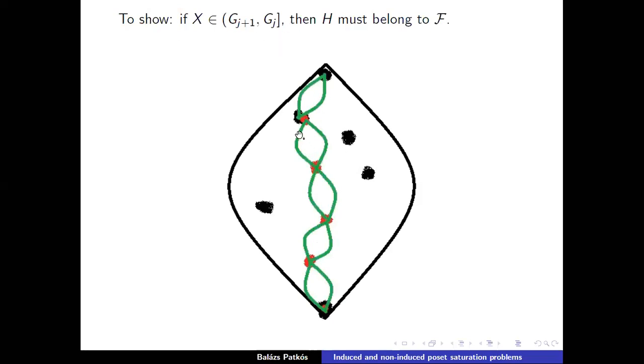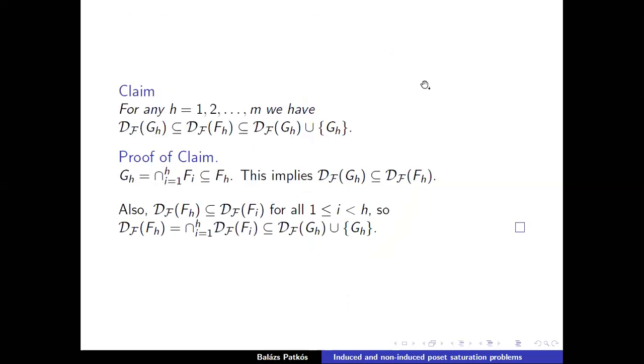Not necessarily a maximal chain, but because we intersected more and more sets, of course we have smaller and smaller sets. And the claim is that whatever is in between two consecutive elements, if F is 2C2 saturating, then these sets should belong to the family. This is what I'm going to prove.